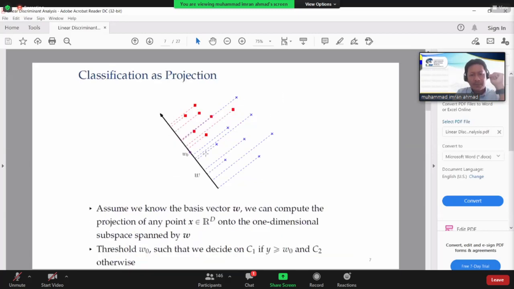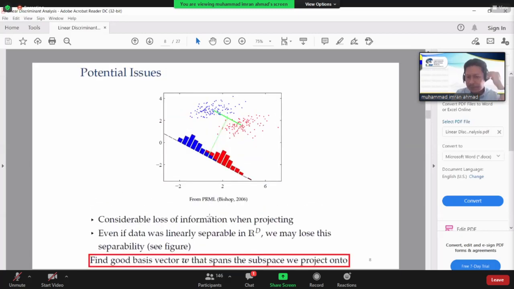All right, so just to mention again, even if data was linearly separable in R^D, we may lose this separability. Even if you see clearly in the 2D feature space, this data is clearly well separated, right? You can see the blue in this area, the red in this area, we can create a boundary line here. That means the data is already good, well separated.